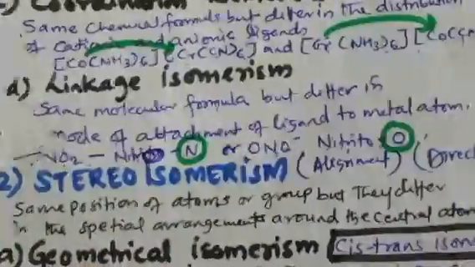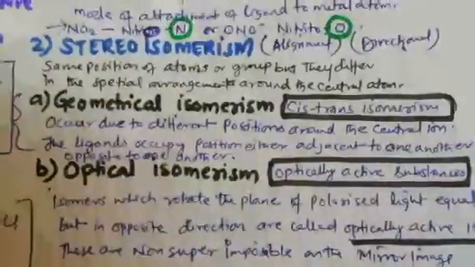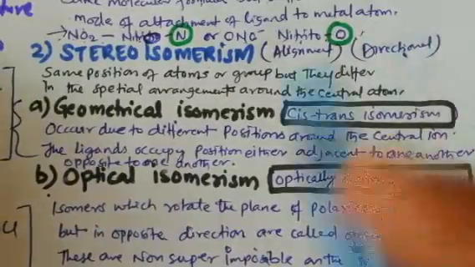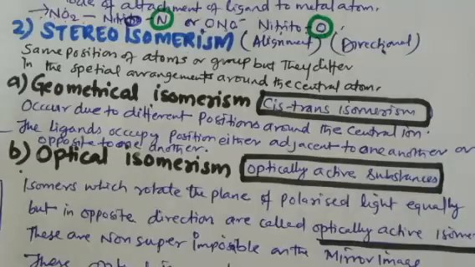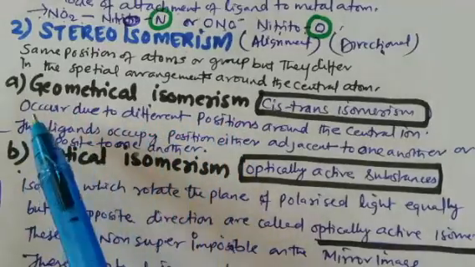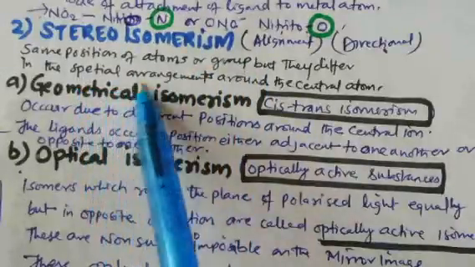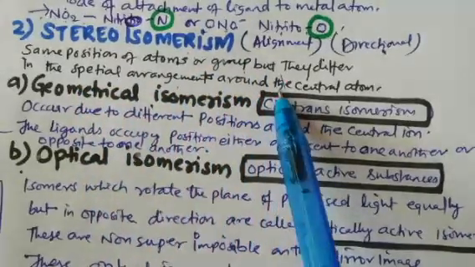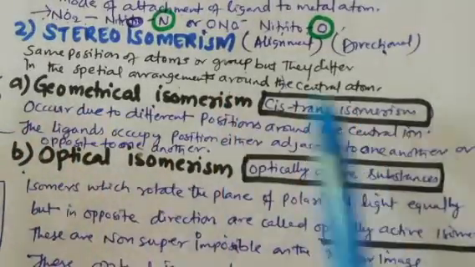After structural isomerism, there is stereoisomerism. So stereoisomerism, as I said, is about alignment or direction. Stereoisomerism can be defined as those isomers which have the same position of atoms or groups, but they differ in spatial arrangement around the central atom. Okay, so there are two types: geometrical isomerism, which is cis-trans isomerism.